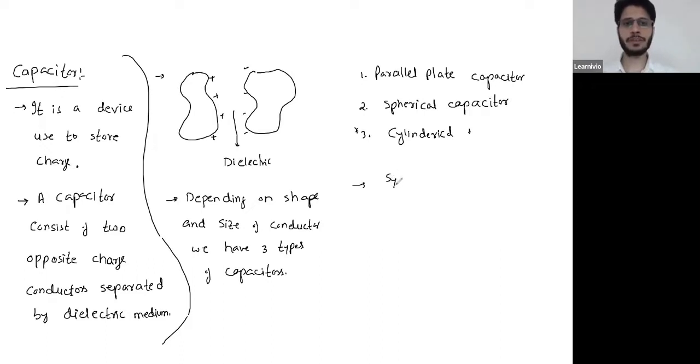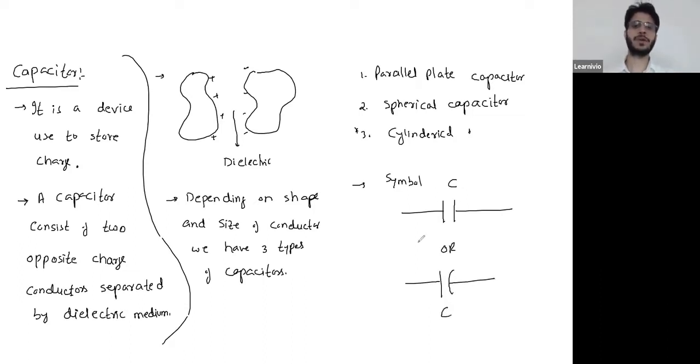This is the symbol of a capacitor, C. Or some authors will draw a capacitor in this form. This also represents a capacitor. Okay, just note it down. So the difference between capacitance and capacitor is clear. Don't confuse capacitance and capacitor. Capacitance is the property and capacitor is a device.